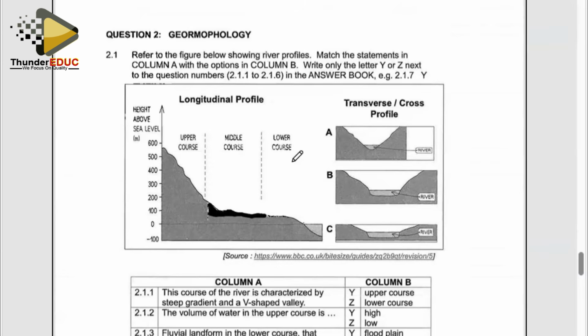This is a reverse longitudinal profile on the extreme left, and we also have the reverse transverse or cross profile. What is the distinction between these two? A longitudinal profile of a river shows the shape of the river from the source, where the river starts, to the mouth, where the river ends.